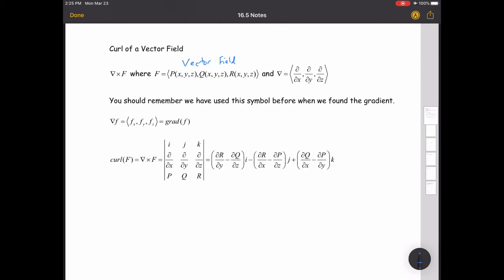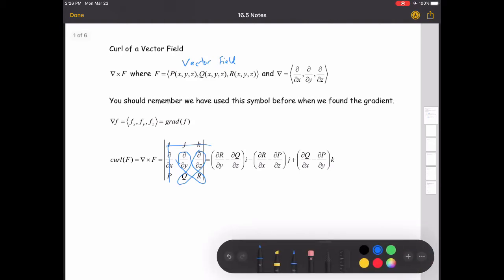You don't have to write P of x, y, z, Q of x, y, z, and everything. When you write the actual functions in there, you'll see that you're going to have x's, y's, and z's. Remember that when you cross these, for the i part you eliminate the i row and the i column, and then you do the 2 by 2 determinant that is left over, which is the partial of R with respect to y, minus the partial of Q with respect to z. That gets you the first component with i. And then remember that you change the sign of the second one, so it's now subtracting.